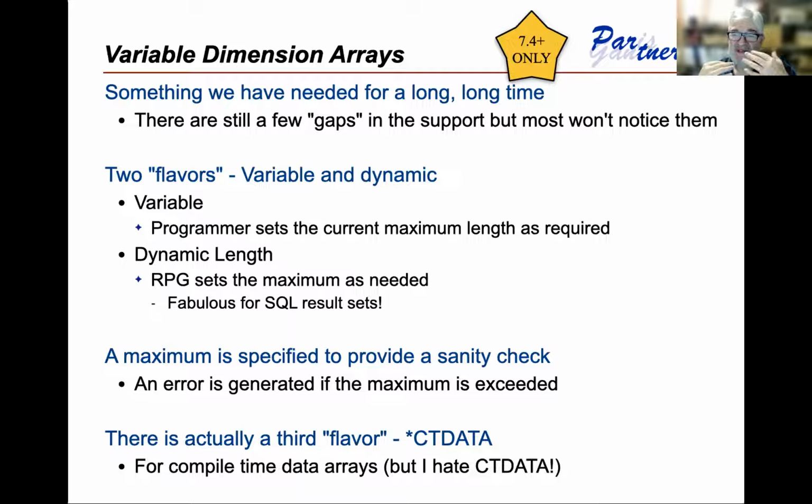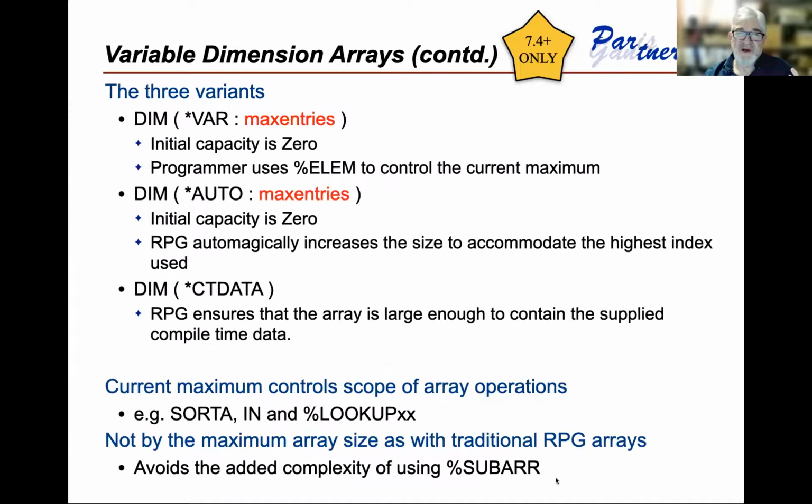And an error will be generated if you exceed the maximum, much the same as when you exceed RPG's maximum today. There is actually a third flavor, CT data, which I'll talk about in just a moment, but I hate CT data, so I don't really count that as one of the main things. Although I do confess it's probably a little better in one regard: with the old method, you had to set how many elements there were for the array. And then, of course, you had to remember if you added another line to CT data to go back and change the array, and this avoids that. So I guess that's one good thing.